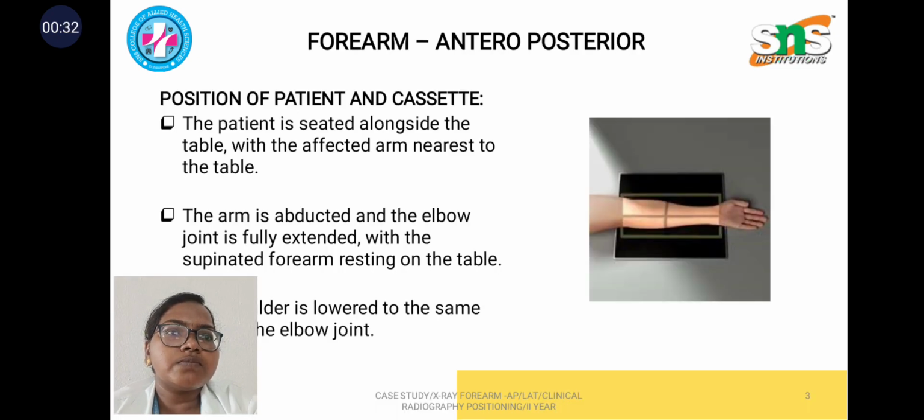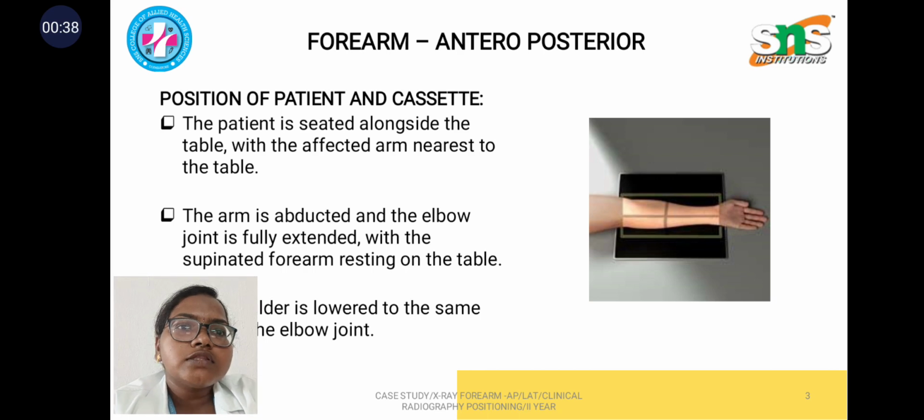So if a patient comes with a forearm injury, we have to take AP and lateral. So here is the position of the patient and the cassette. The patient is seated alongside the table with the affected arm nearest to the table as shown in the image, and the arm is abducted and the elbow is fully extended with the supinated forearm resting on the table, and the shoulder should be lowered to the same level as the elbow joint.